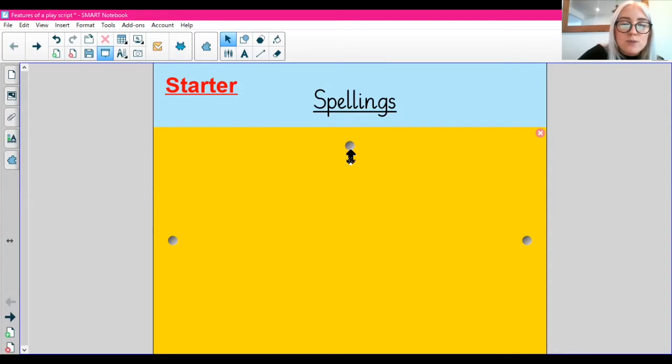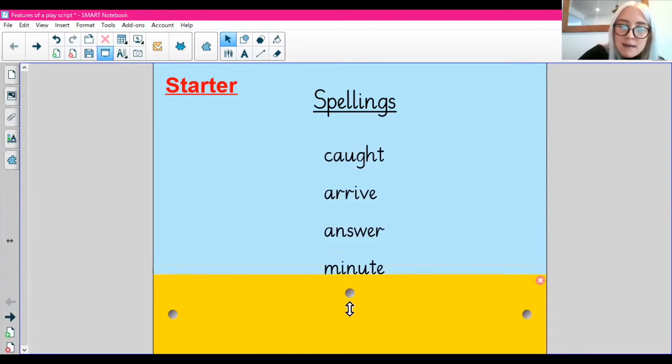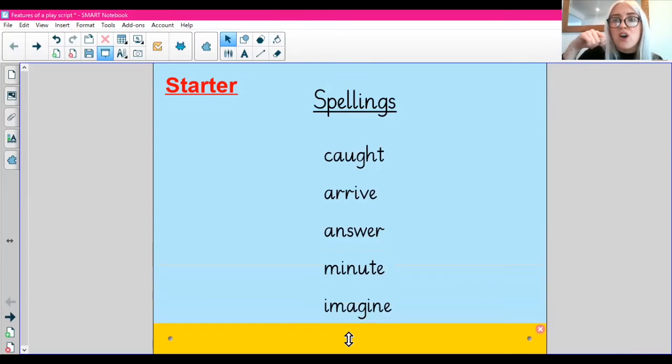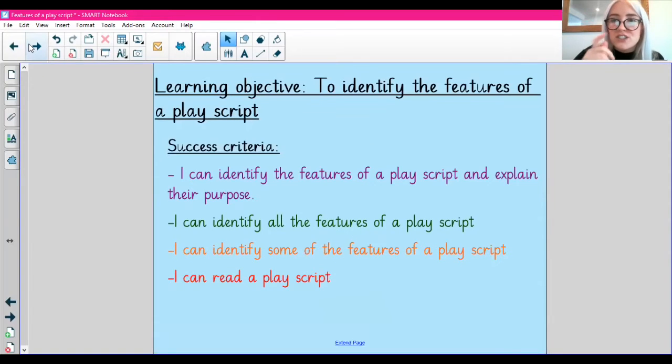So tick which ones you got correct and maybe put a little dot or a star on the ones that you didn't. And they can be your target spellings for this week. So remember our target spellings, it would be really, really good if you can try and practice them every day. So next time you get them correct. Super. Right, moving on to today's lesson.